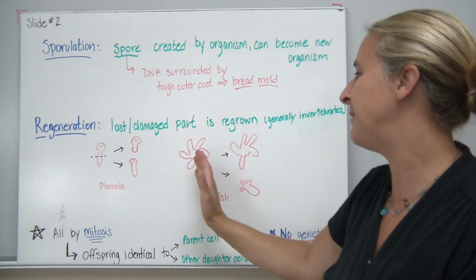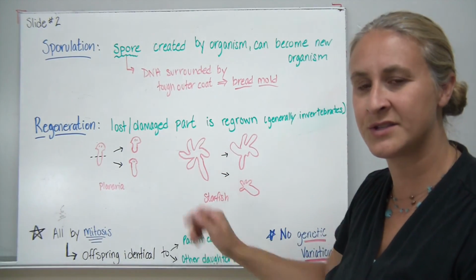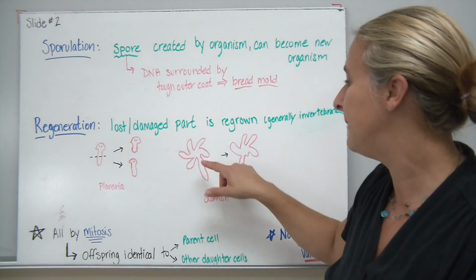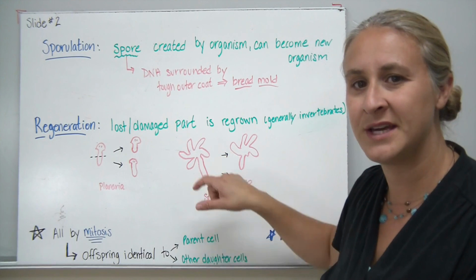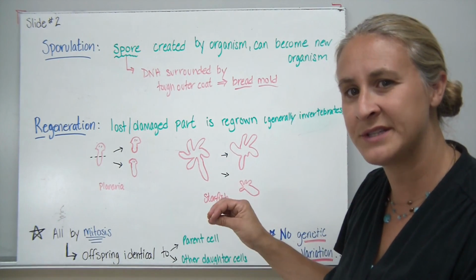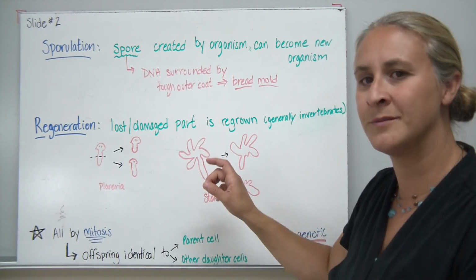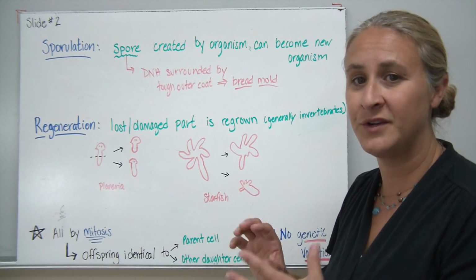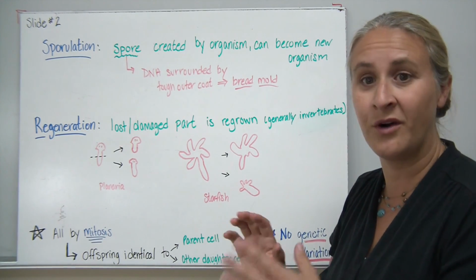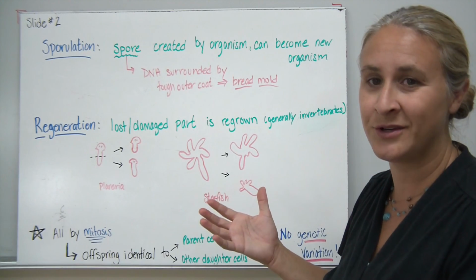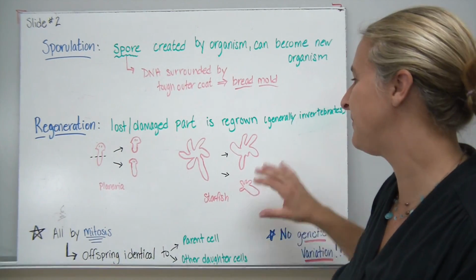Some people have also done research where they've cut the starfish almost into a pizza, and as long as it includes enough of that central region where most of its nervous system is, each of the arms would then grow into a fully functioning starfish with all of its arms, and they would be identical to each other and identical to the parent.